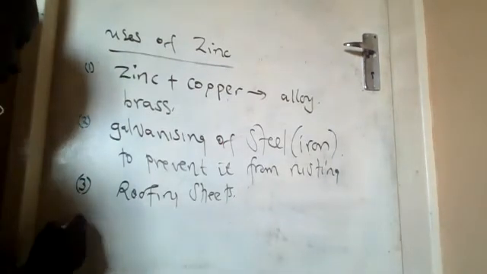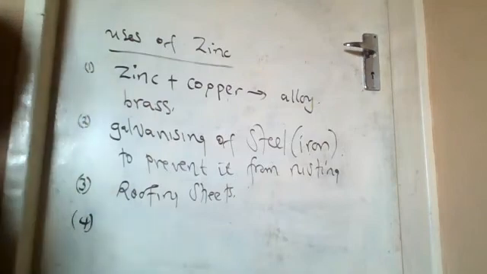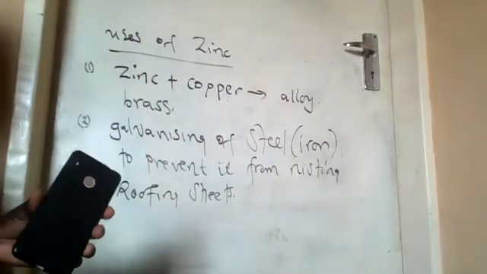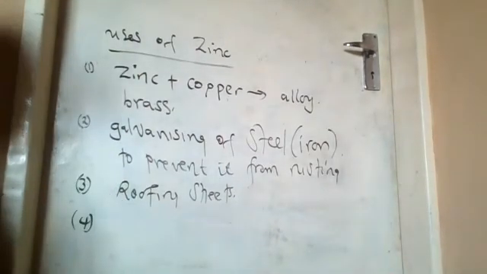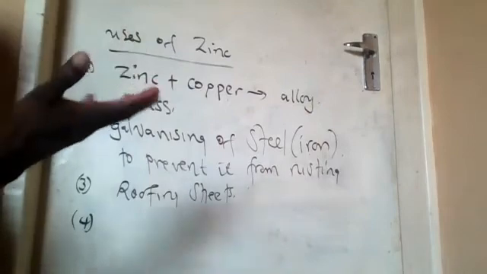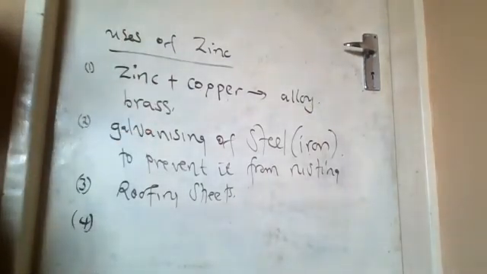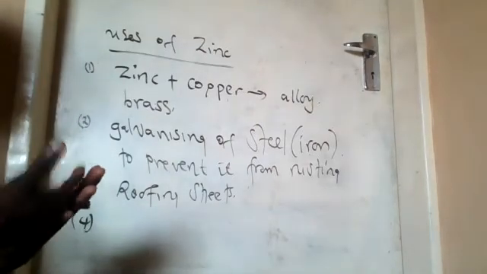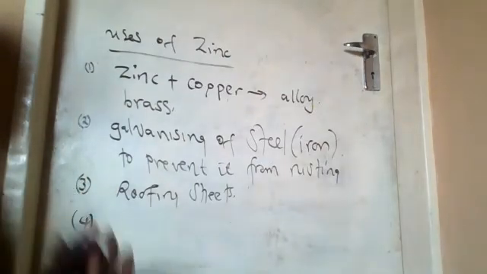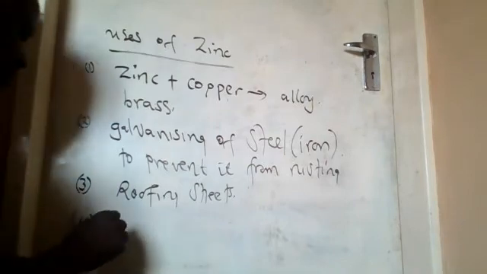The last one, zinc can also be used in the making of cells. There are two types of cells that I would want to bring to you. The cells that are found in phones, we call them dry cells. Why dry cells? It is because inside such batteries there is no liquid acid. The acid is there, but it is in powder form. So batteries that contain powdered acids are what we call dry cells. In making of dry cells, what we use is zinc.